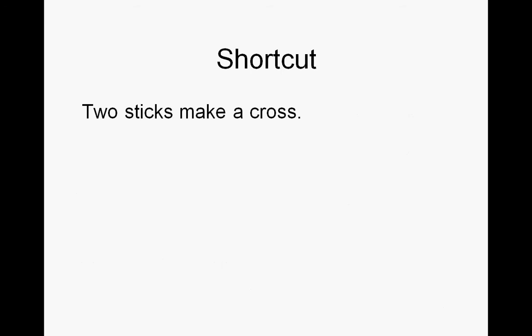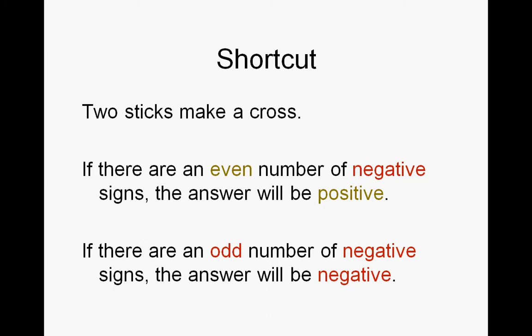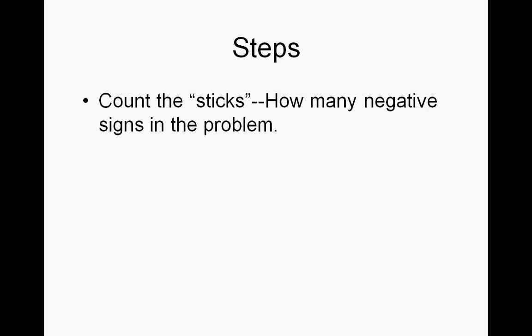So here's the shortcut that I'd like to teach kids. I say 2 sticks make a cross. Consider the negative signs the sticks, and if you take 2 of those sticks, you can make a cross. So if there's an even number of negative signs in the problem, then your answer is going to be positive. If there is an odd number of negative signs, then the answer is going to be negative. So if you have any leftover sticks, then your answer is going to be a negative answer.